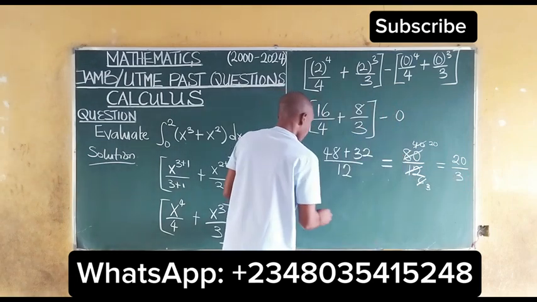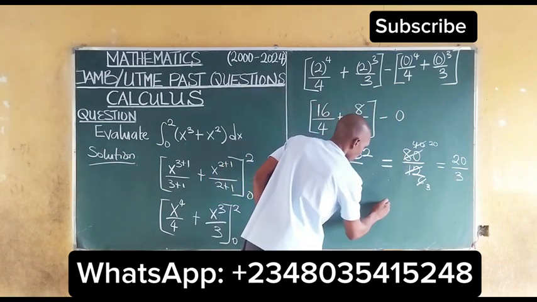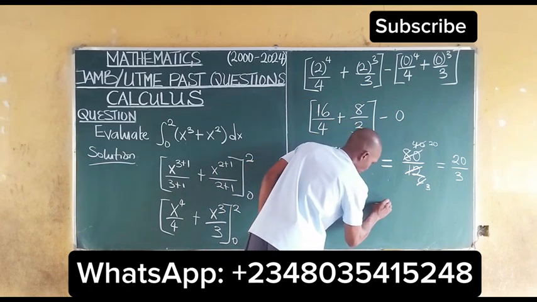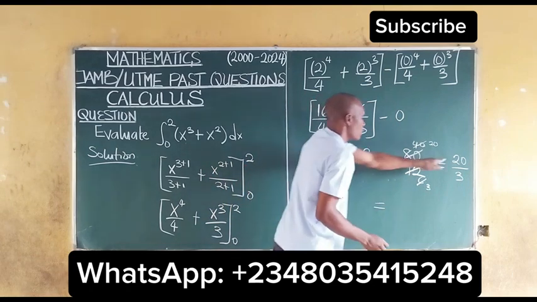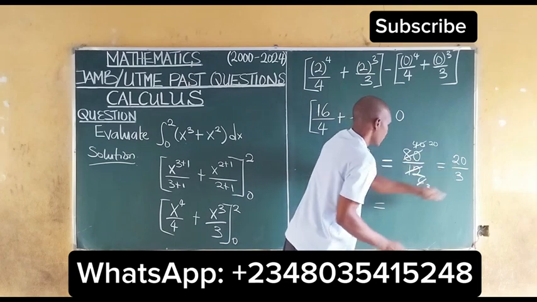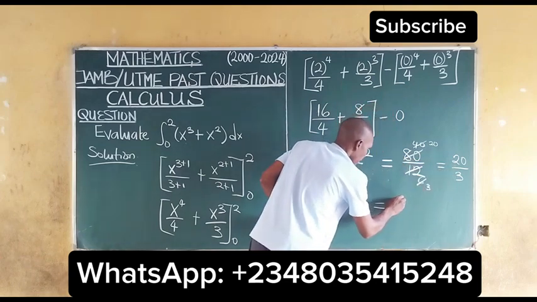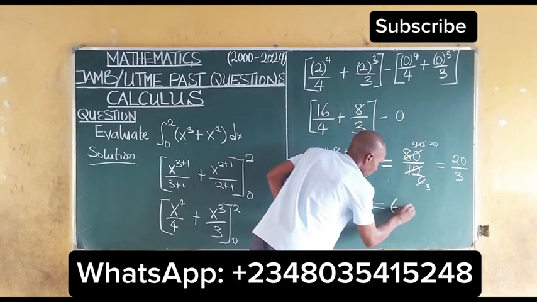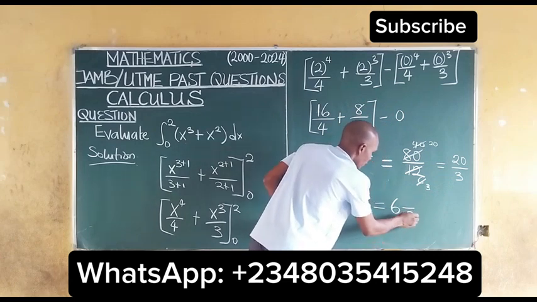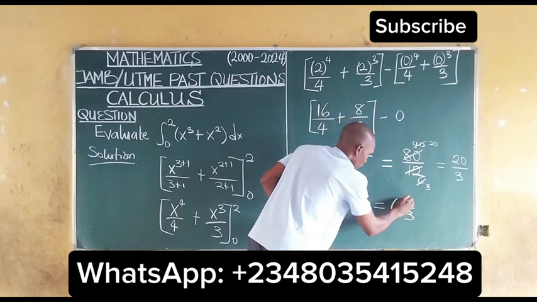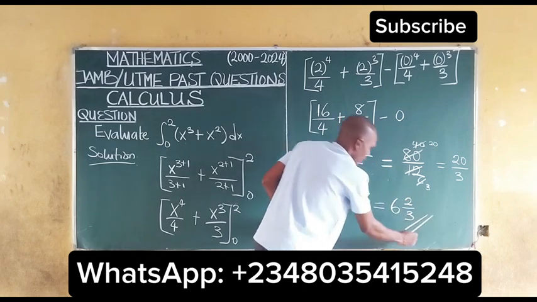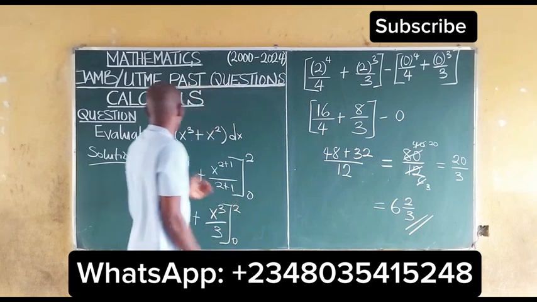It then means that our answer will be 20 divided by 3, which we have 6 remainder 2, since 3 times 6 is 18 plus 2. So this becomes our answer to the given question.